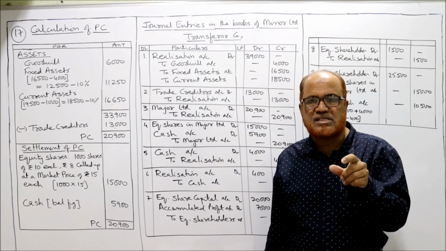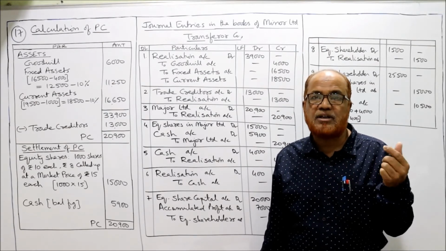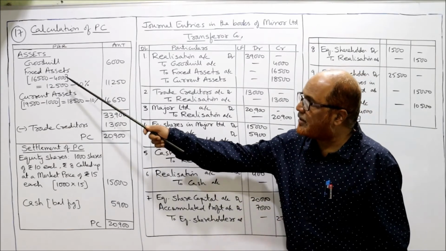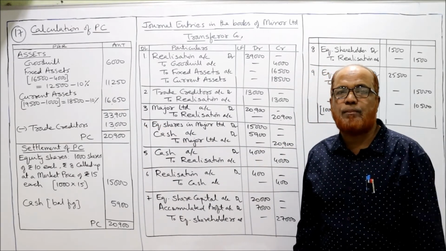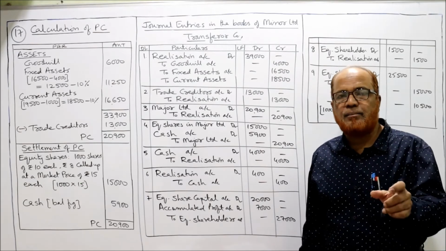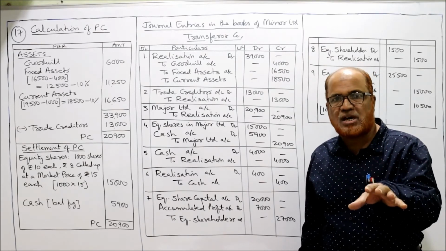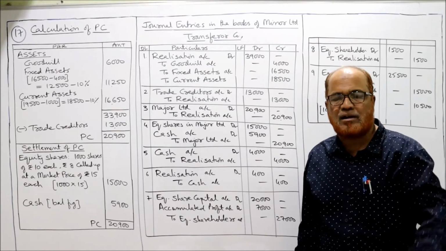4,000 रुपए का एक fixed asset था जो major limited नहीं लिया. That's why we have deducted here. Now that fixed asset is sold by minor limited. अब minor limited वो 4,000 रुपए का जो fixed asset बचा हुआ है नहीं लिए major limited, उसको बेच दिया.